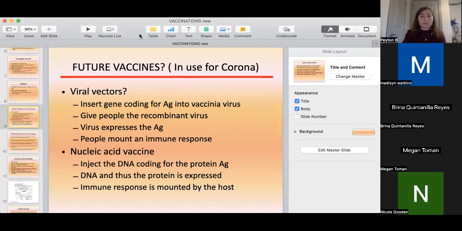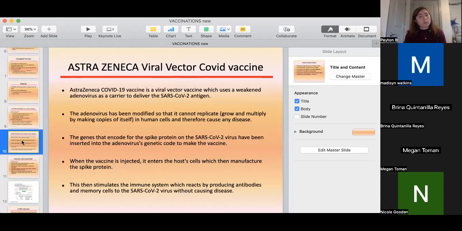Viral vector, the Johnson & Johnson one. I'm not sure. I should know that, but I do not. I do know that AstraZeneca is a viral vector. I don't know if Johnson & Johnson was a viral vector vaccine, but AstraZeneca, the one used in the UK, is a viral vector COVID vaccine. Viral vectors are really interesting. It basically uses another virus as a carrier to deliver the COVID antigen, in this example, into the body.